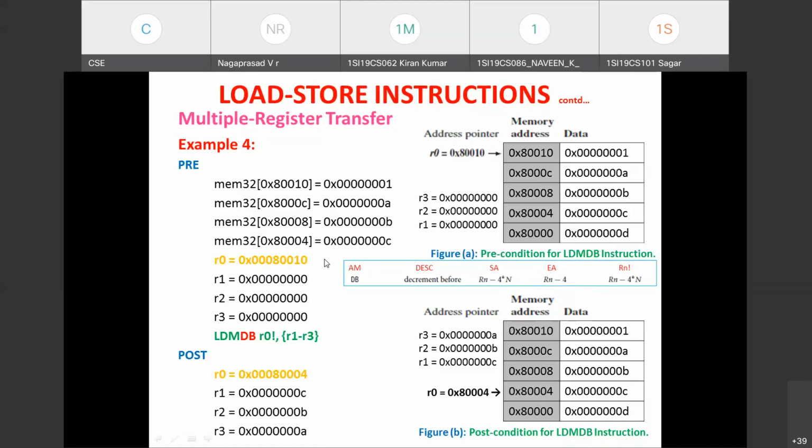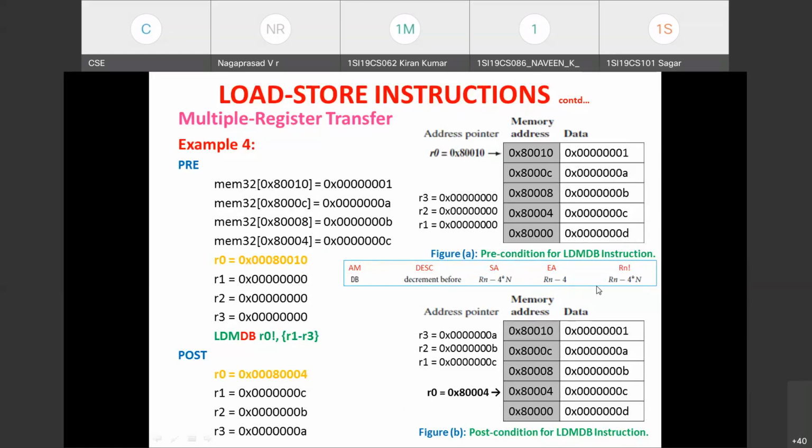What is 10H? It is 16 in decimal. 16 minus 4 results in 12. 12 in hexadecimal is C. You should be familiar with hexadecimal representations. I performed the operation internally in decimal and then represented the same in hexadecimal. Initially Rn has the value 80010, which is 10H here. Minus 4 means it will be 0C in hexadecimal. That is the ending address.